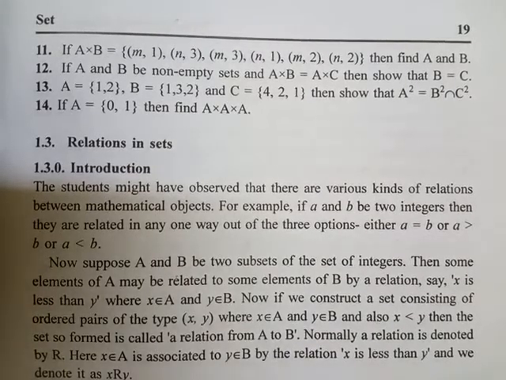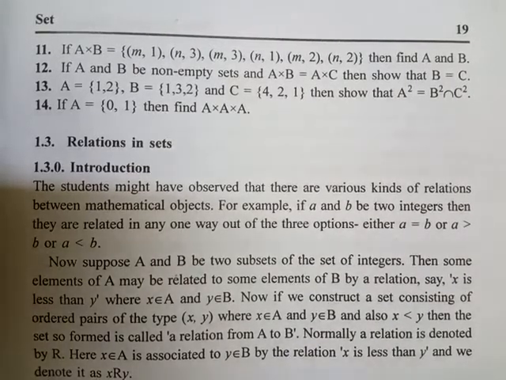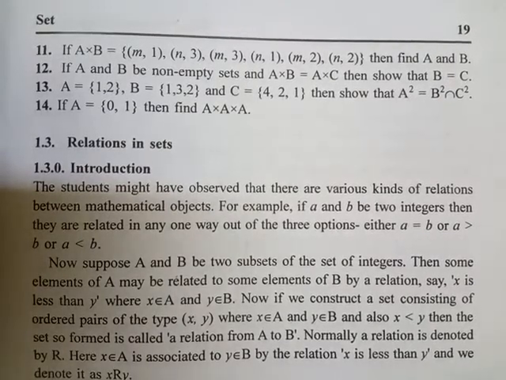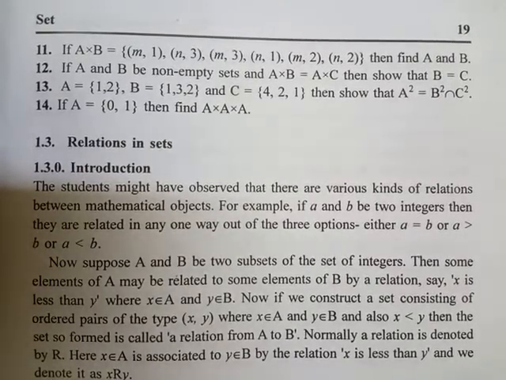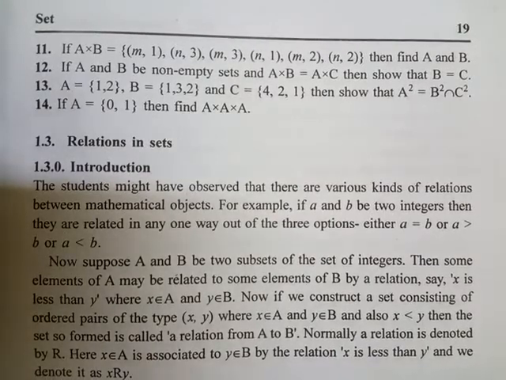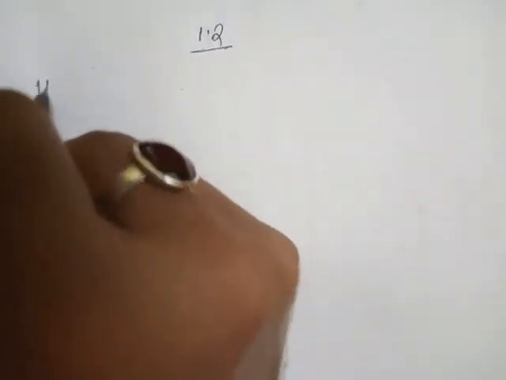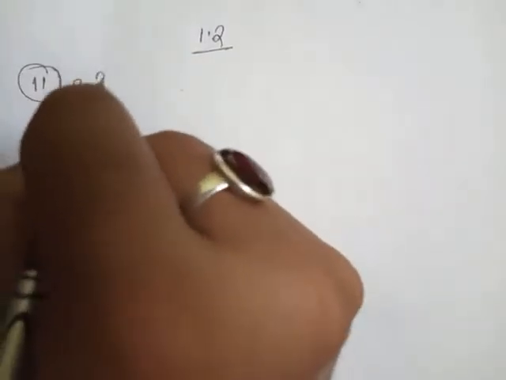If A product B equals (m,1), (n,3), (m,3), (n,1), (m,2), (n,2), then find A and B. We have to solve this one. Now let's have a look at how to solve this one. Students, now here I am going to write the exercise 1.2 class 10 advanced maths question number 11 solution.